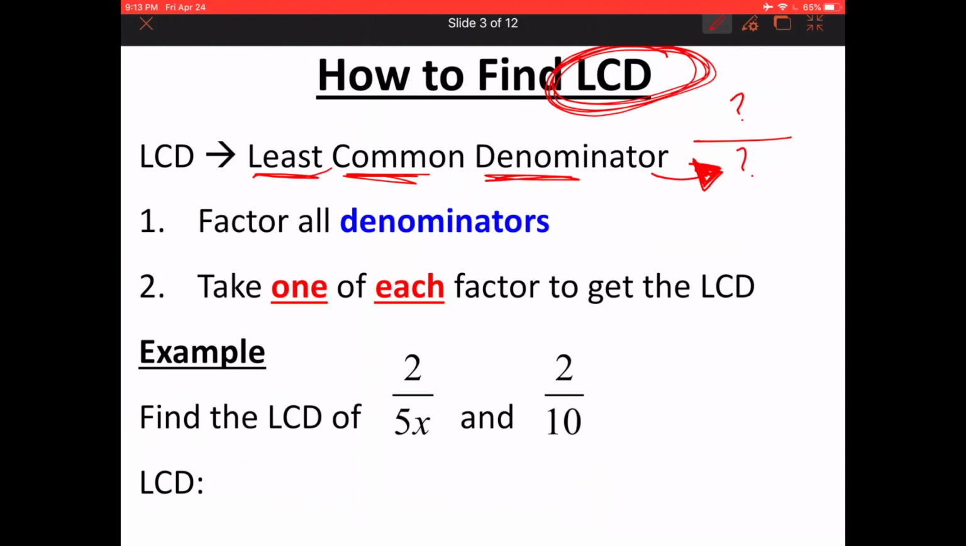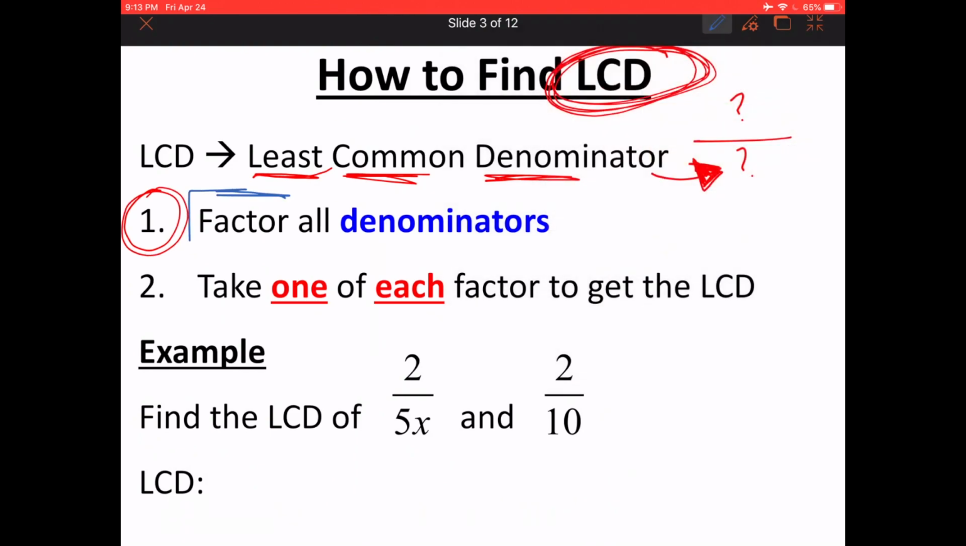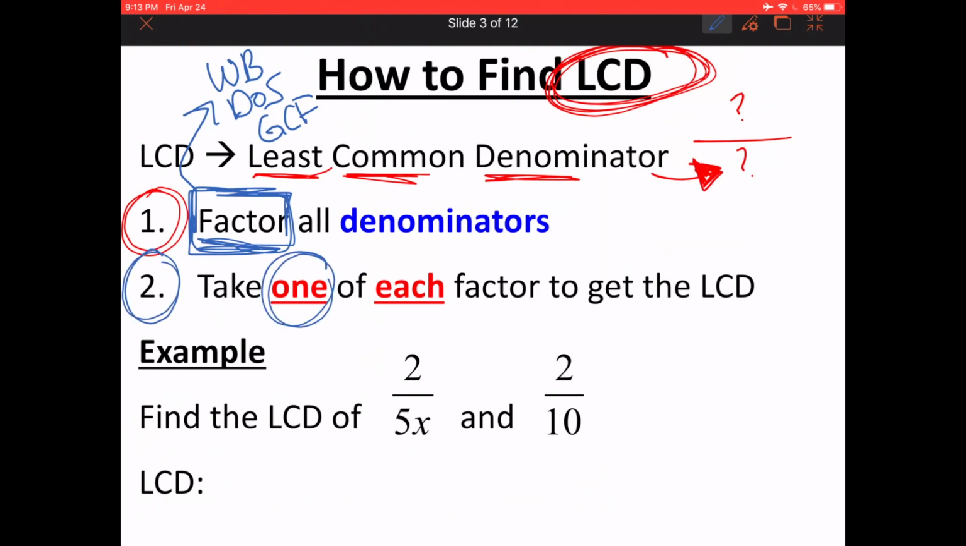So, how do we find the least common denominator? Step 1. This is our favorite step, guys. I don't know if you've been noticing, but step 1 is almost always to factor everything. That's why the factoring that we did in chapter 9 and 10 is so important. Remember our 3 main ways of factoring: working backwards, difference of squares, GCF. So the first step is to factor all the denominators. Step 2, take one of each factor to get the LCD.